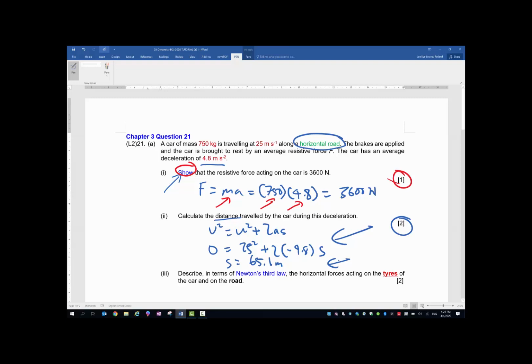How many SFs do you put your answer to? Well, look at the numbers that you are given. 4.8 is 2 SF, 25 is 2 SF. So your final answer must be 2 SF or 3 SF only. If you give your answer to 1 or 4 SF, you will have 1 mark deducted.